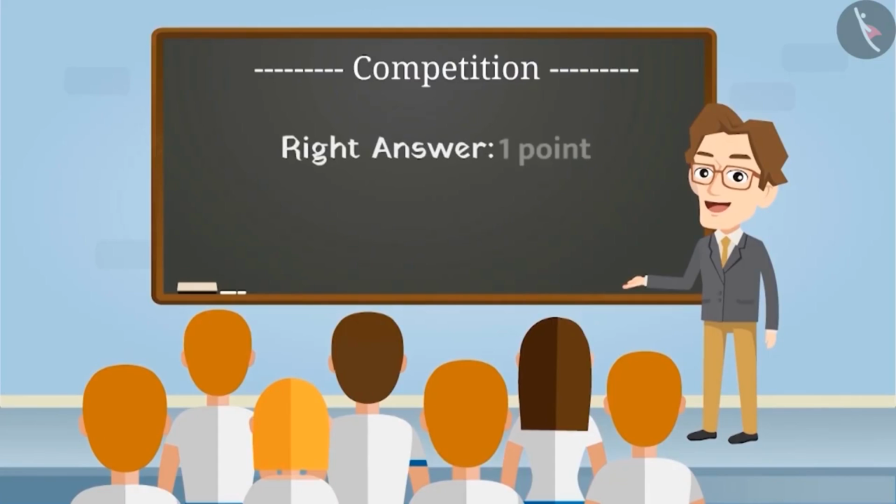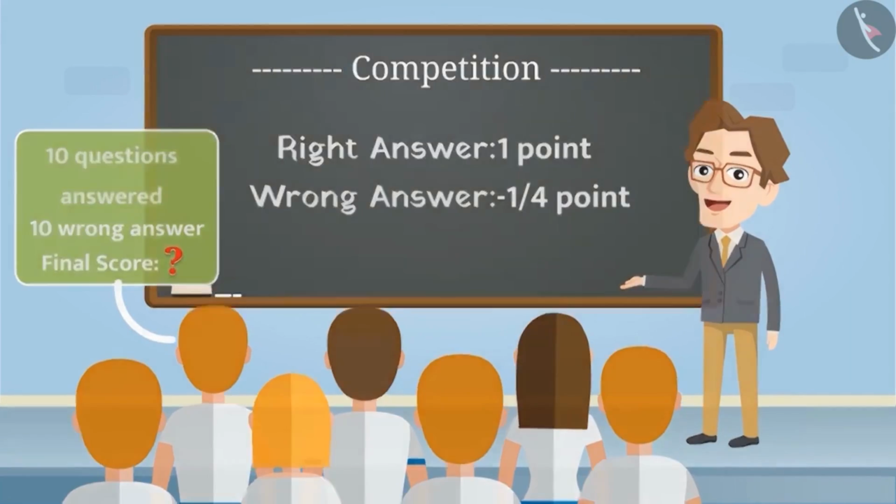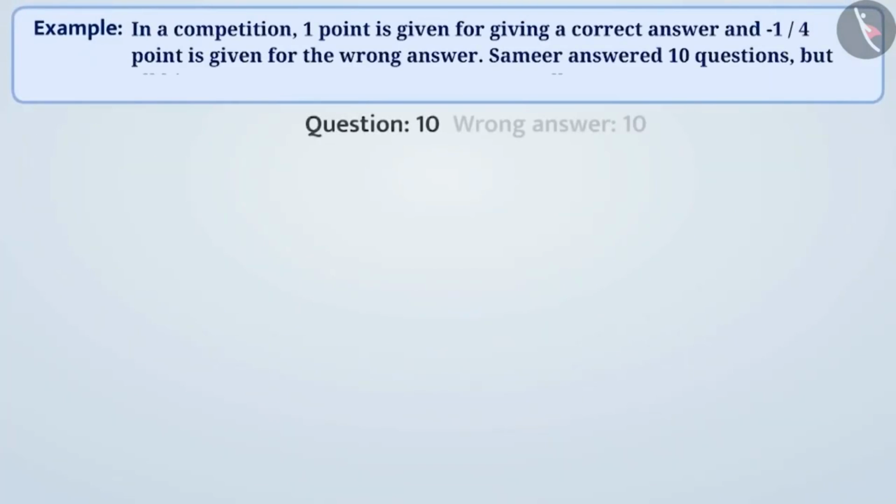1 point is given for giving a correct answer and minus 1 by 4 point is given for a wrong answer. Samir answered 10 questions, but all his answers were wrong. Can you tell me what Samir's score is? Samir answered 10 questions and all his answers were wrong.